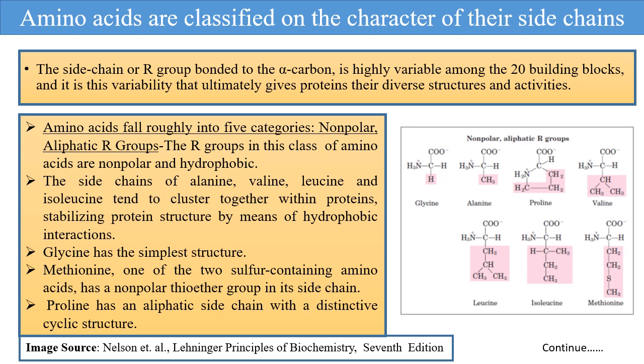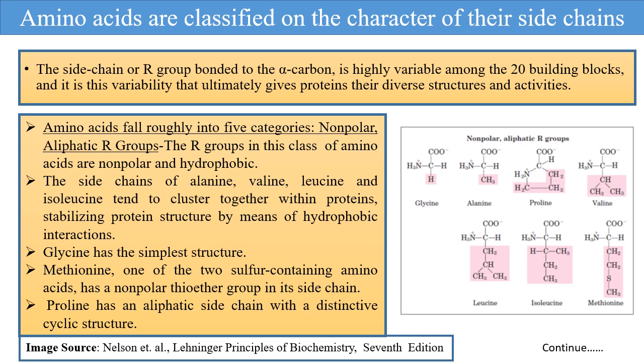Now, classification of amino acids. Classification is mainly based on the character of their side chains. The side chain, or R group, bonded to the alpha carbon is highly variable among the 20 building blocks. And it is this variability that ultimately gives proteins their diverse structures and activities. So, amino acids fall roughly into 5 categories.